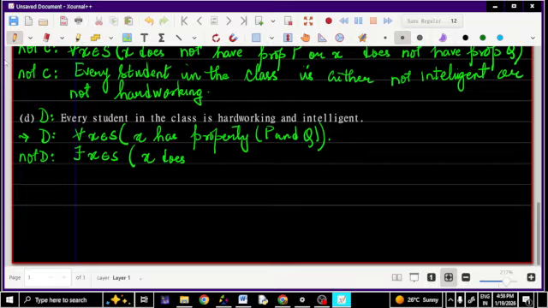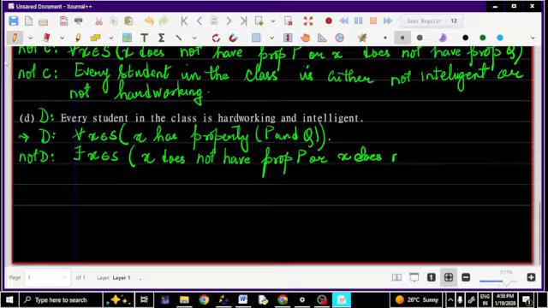So its negation is x does not have property P or x does not have property Q. So at least one property it is lacking, right?